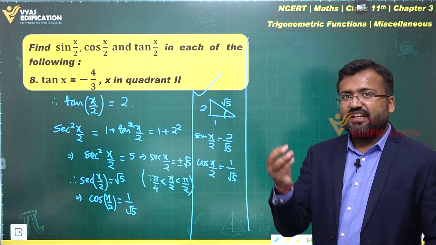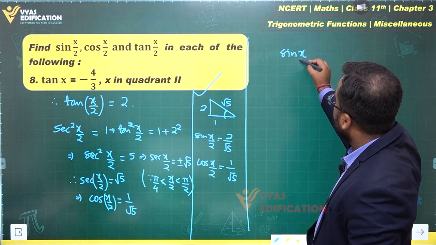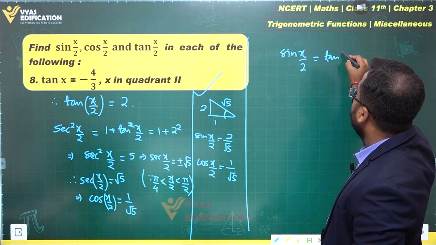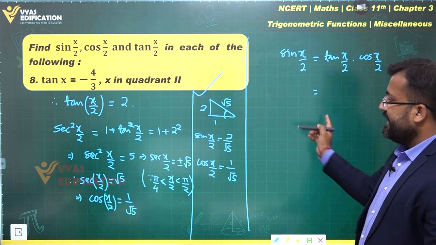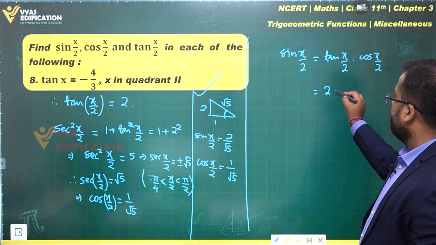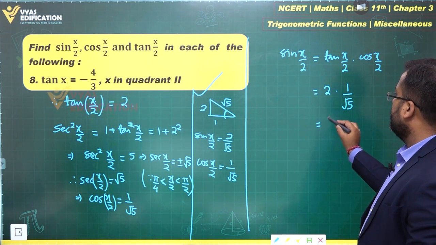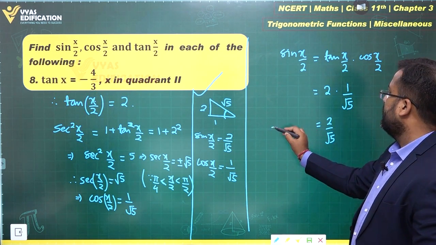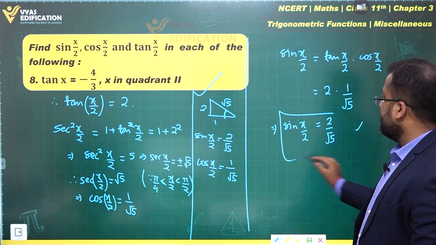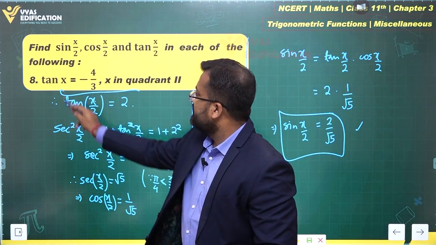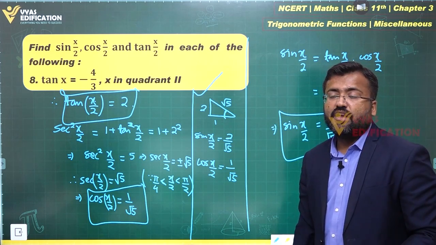Tan theta is sin theta upon cos theta, so sin theta will be tan theta times cos theta. Tan x by 2 is 2, so cos x by 2 is 1 by root 5, and 2 over root 5 is the value of sin x by 2. Is that okay? Yes: sin x by 2, tan x by 2 and cos x by 2. This is what I obtained, right?